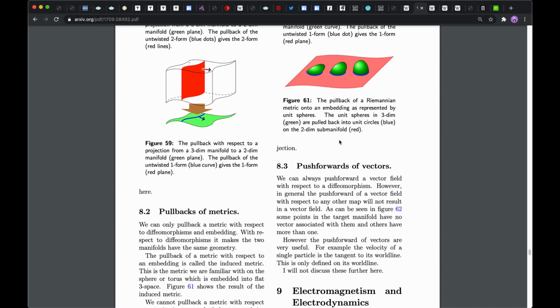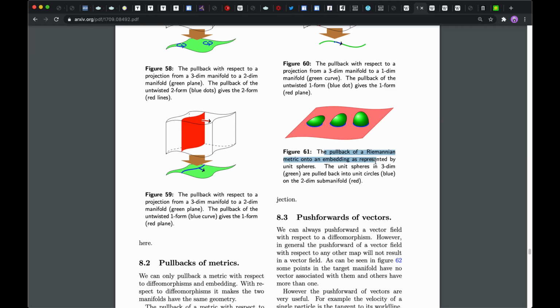Yeah, and on figure 61 we have the pullback of a Riemannian metric onto an embedding, as represented by the unit spheres. So basically, if we have the embedded plane in 3D space, we can induce the metric on that by intersecting the 3D metric ellipsoids with that plane. So in 3D space we have those ellipsoidal forms, and the ellipses in which they intersect that 2D surface will form the metric structure on the submanifolds of the 3D space, and that's how submetrics are formed.